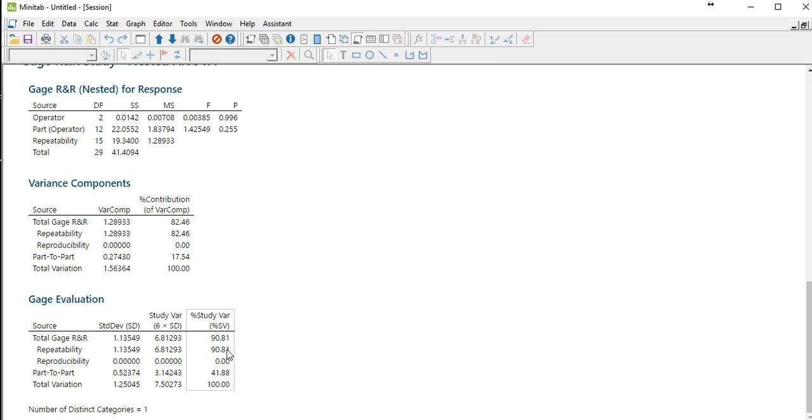So we said if it's less than 10%, it's acceptable. If it's between 10% and 30%, it's maybe acceptable. But if it's above 30%, we will reject the measurement system. So currently it's 90%, way above it, so we will reject it. Finally, if you look at the number of distinct categories, you see it's 1. So again, the system cannot tell one part from another, so it's not useful. So we will reject it as well.